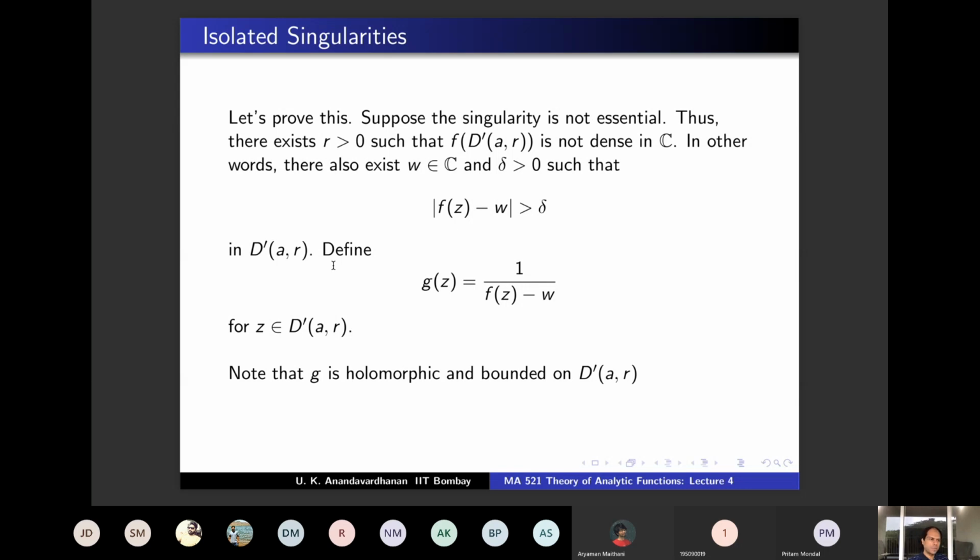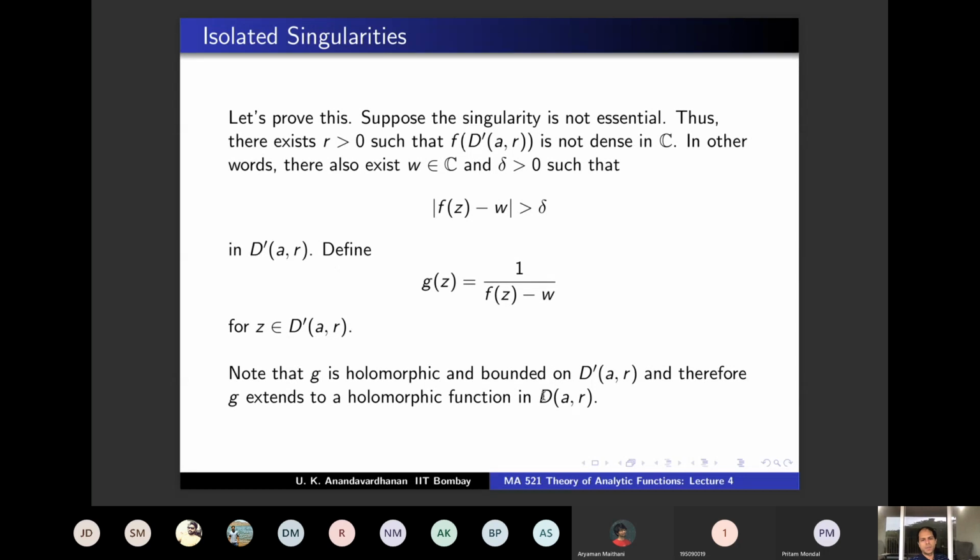Does this remind you of something? If on a deleted neighborhood you are getting boundedness, then what can you say? This is what we discussed at the starting of singularities. If you have a function f which is holomorphic on a deleted neighborhood, and if it is bounded on that deleted neighborhood, then what kind of singularity is the point a? It is a removable singularity. Therefore, g has a removable singularity at a, and therefore g extends to a holomorphic function in D(a,R).